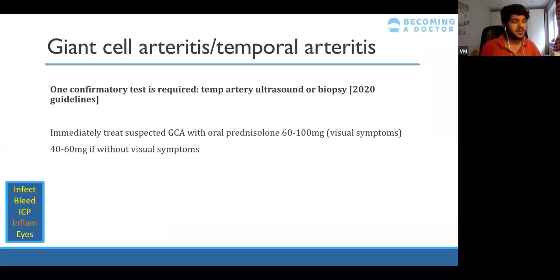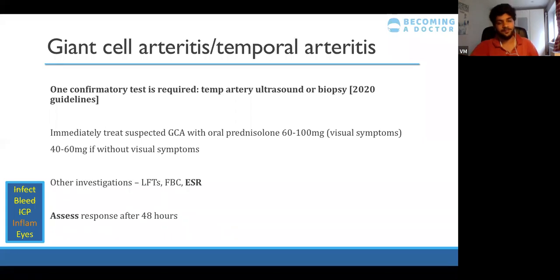And I think this is really the only time where you really need to know about dosages, especially in first year of clinical medicine. If the patient has visual symptoms, the treatment, which is prednisolone, a steroid, is 60 to 100 milligrams. It is higher if they have visual symptoms compared to if they don't. If they don't have visual symptoms, you give them 40 to 60 milligrams of oral prednisolone.